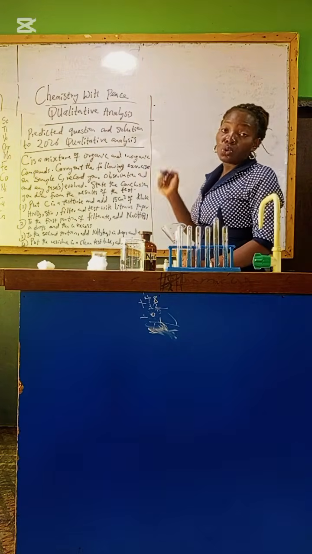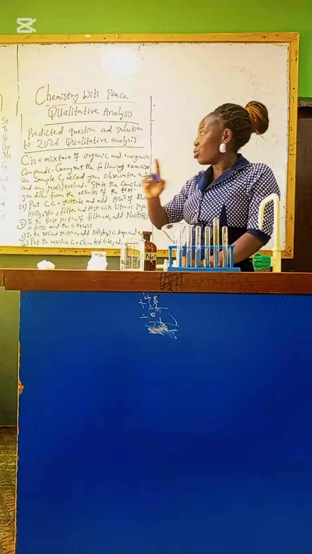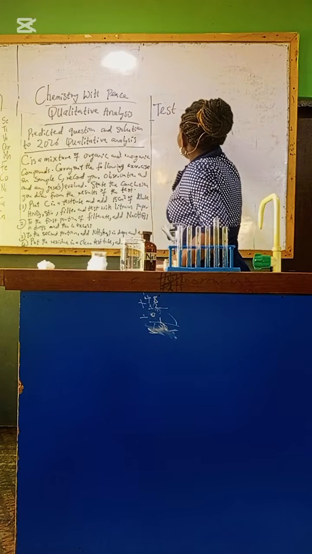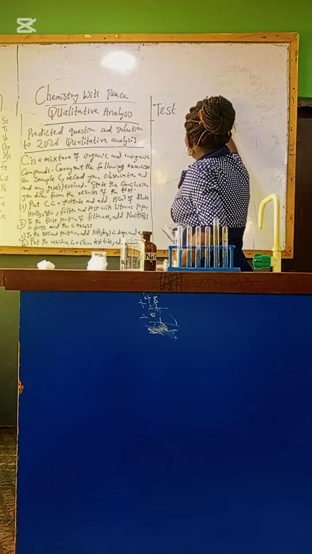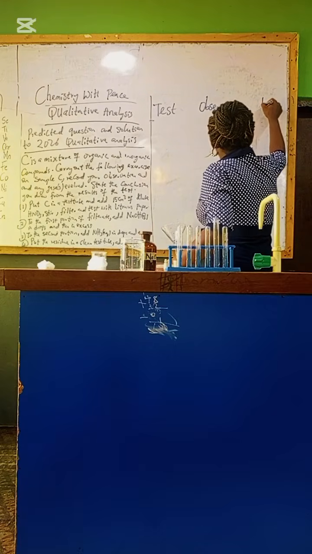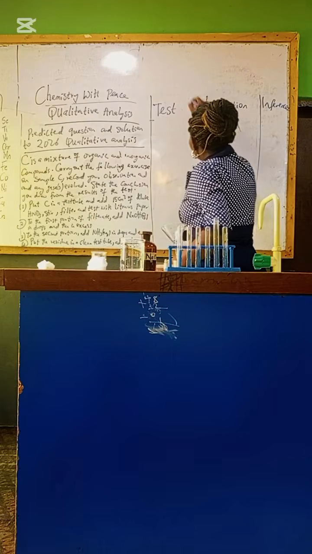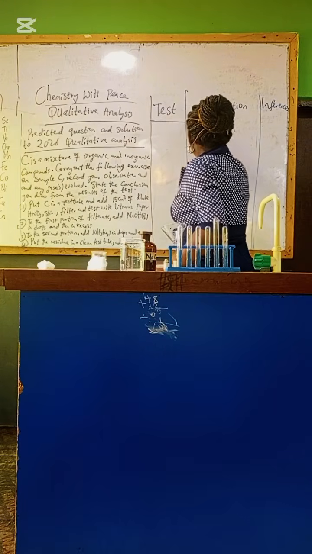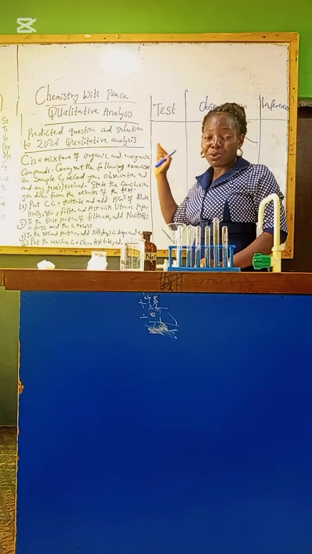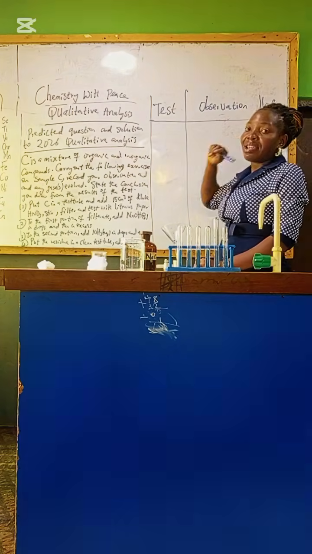Then, to answer this question, once you get your question like this, the first thing you are going to do, you are going to write test, observation, and inference. To answer your number 2 question, this is the first step you are going to take: test, observation, and inference.